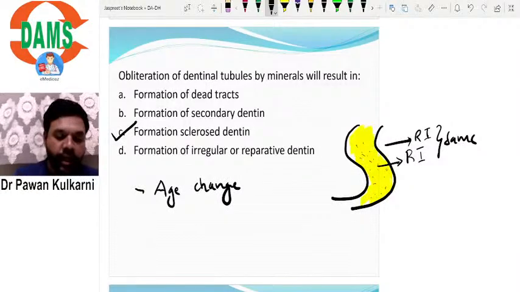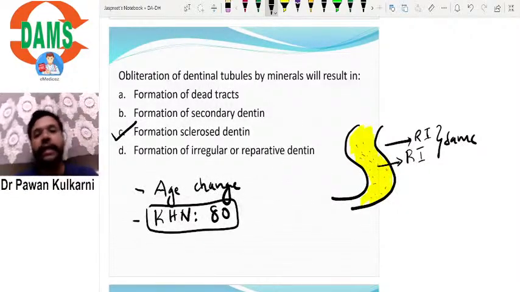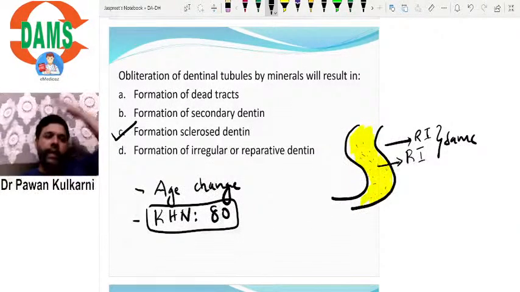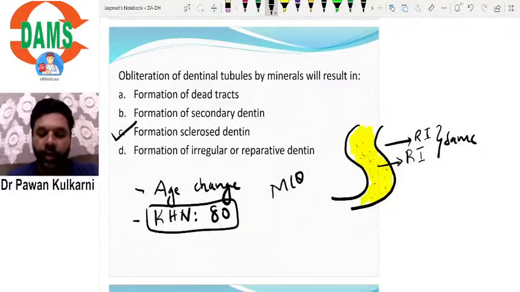Remember, as minerals are deposited, this dentine has a higher Knoop hardness. Normally dentine has 65 to 68 Knoop hardness number, whereas sclerotic dentine is much harder than normal dentine. The hardness of sclerotic dentine will be somewhere around 80 Knoop hardness number. Again, this is a very important MCQ that you should know about the hardness numbers.